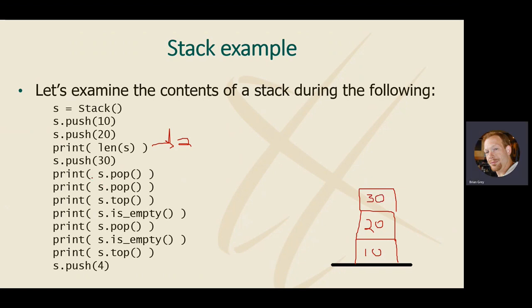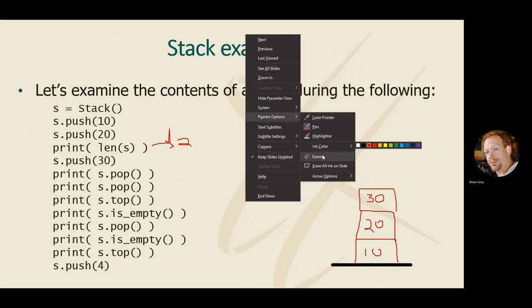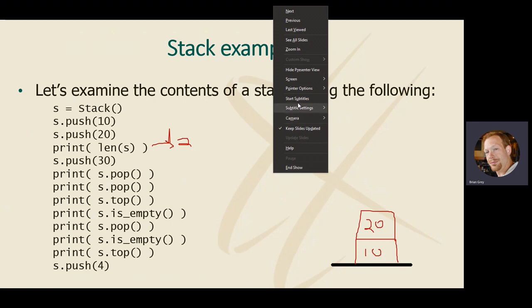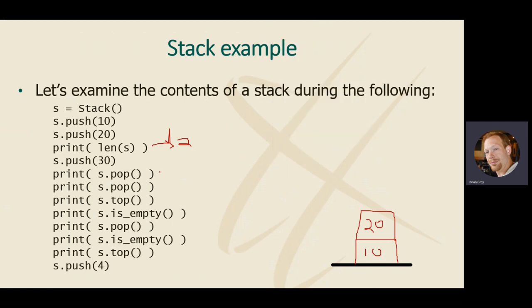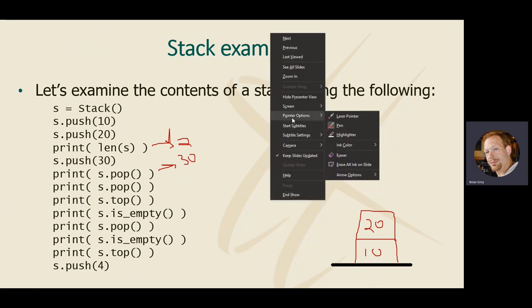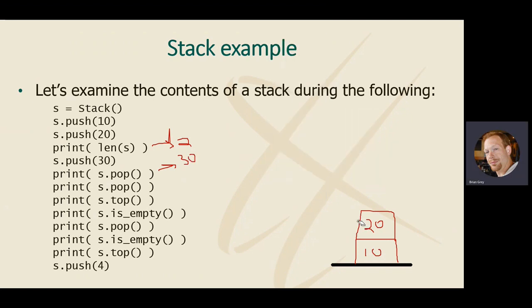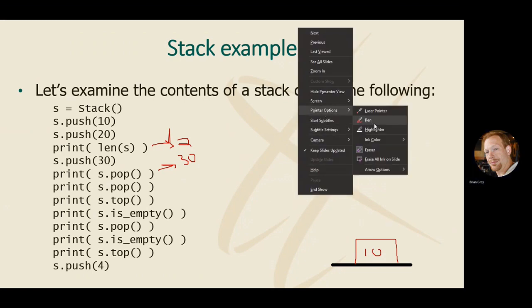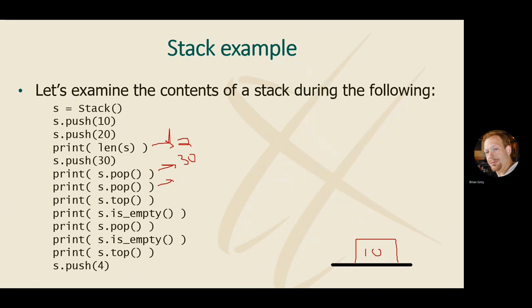Now we're going to pop, right? We're going to pop first and then print whatever we pop. So we pop and we take 30 off the top and we return that, and then we print what we return. So we go 30, and then we do that again, and we pop 20 off the top, and we do 20, and then we get top. Well, that's 10, right? 10's there. We're not going to do anything. We're not going to alter it, but we print it. Is it empty? False.